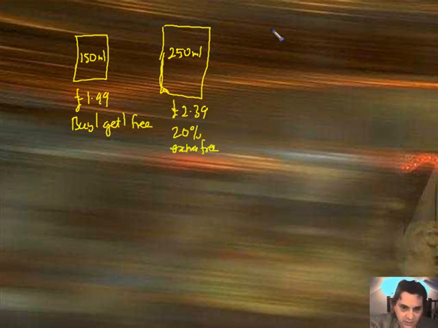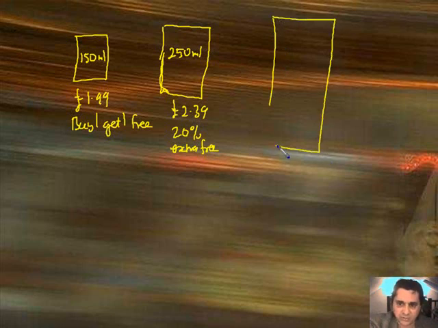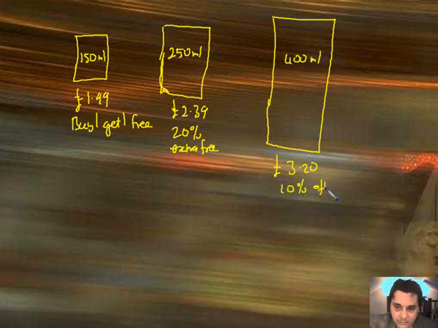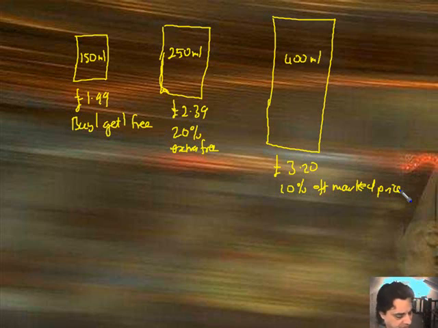Then I've got the even bigger super duper shampoo bottle that contains 400 milliliters. That costs $3.20, and you get 10% off the marked price. Question: which size of shampoo gives the best value for money? And you must show all your working and give a reason for your answer.